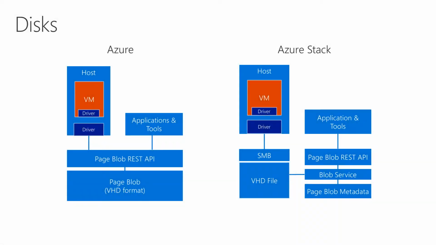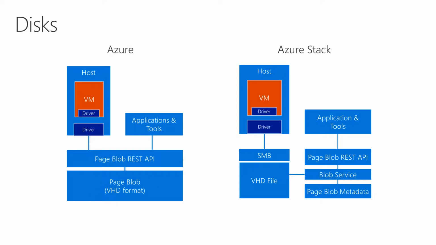So let's start with, and here's a quick comparison between disks in Azure and in Azure Stack. On the left side, you can see Azure. And the main difference here is that in Azure, our host communicates directly with the page blob REST API. And under the covers, we then have again a page blob, a binary large object, which means a VHD file.